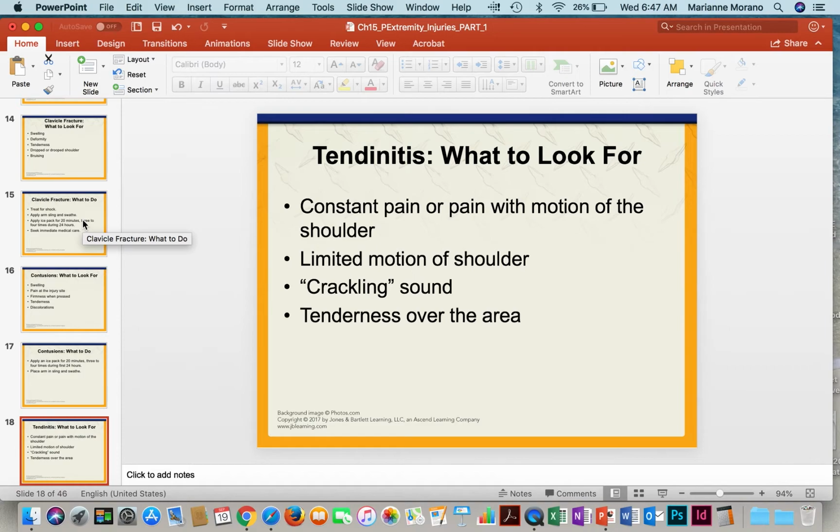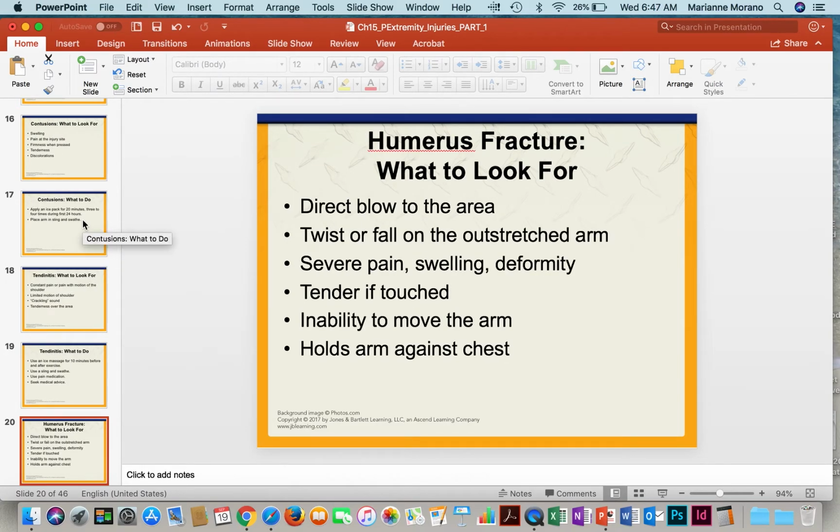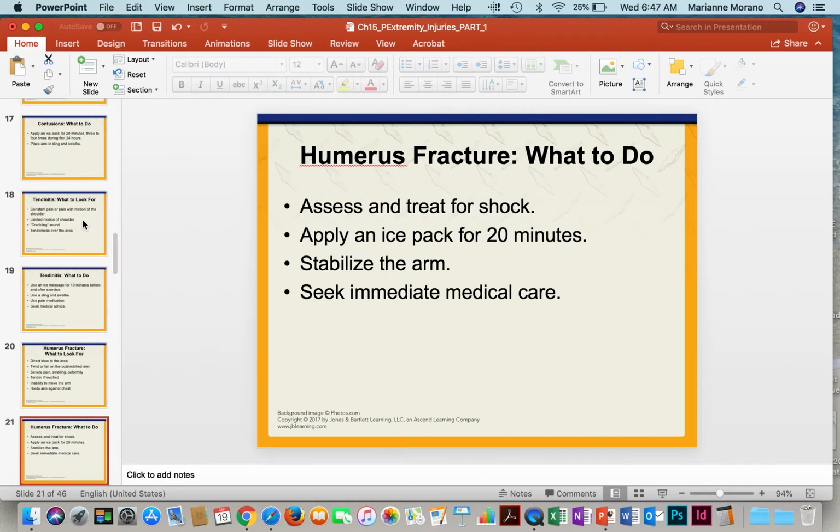Tendonitis is constant pain, or pain with motion, and you can have limited movement. There's a crackling sound and tenderness over the area. Try an ice massage for 10 minutes before and after exercise. Use a sling. You can use pain medication and seek medical advice. With a humerus fracture of the bone in the upper arm, it could be from a direct blow to the area or a twist or fall on the outstretched arm. There's severe pain, swelling, deformity, tenderness, inability to move, or the person might be holding the arm against the chest. Assess and treat for shock, apply ice, stabilize the arm, and seek medical care.